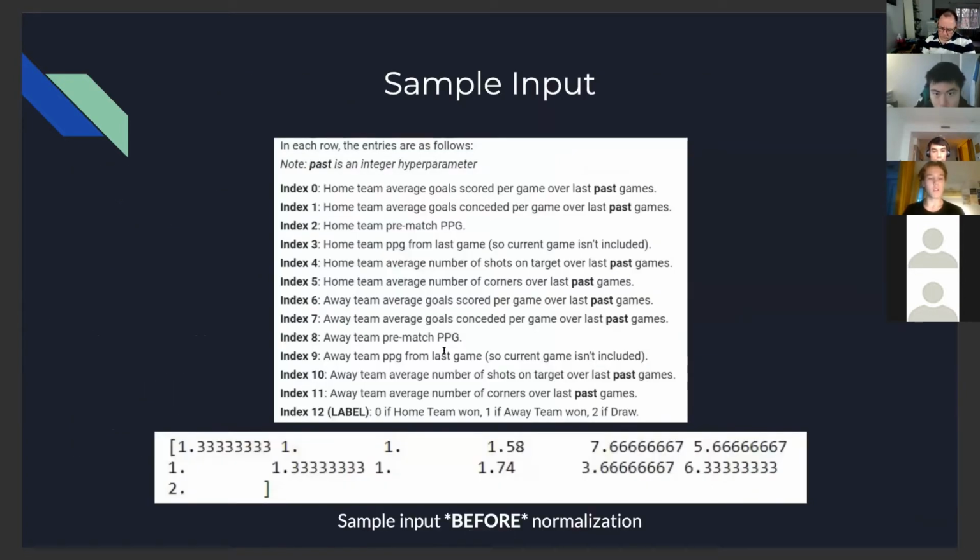Here you see the dissection of our sample inputs. The first six indexes, 0 to 5, describe the home team characteristics. 6 to 11 describe the away team characteristics. And the final entry is actually the label, not the input. Next slide, please.